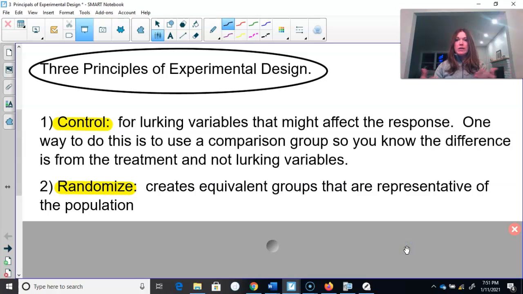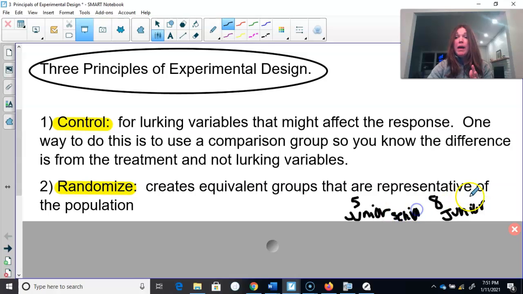Randomize. Randomizing is always good. And what we want is we want equivalent groups that are representative of the population. So when I break you up into group 5 and group 8, we don't want all juniors in group 5, or we don't want all seniors in group 8, right? We want approximately equal amounts of juniors in the 5 hours of sleep group and the 8 hours of sleep group. Same thing with seniors. We want approximately equal amounts in the 5-hour group and the 8-hour group.